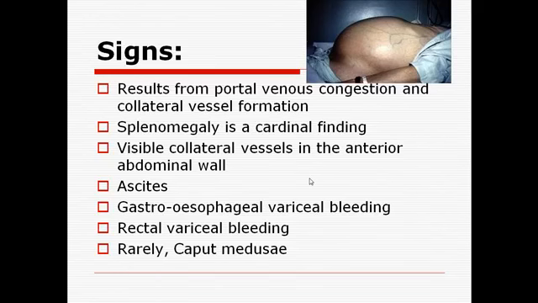The signs of cirrhosis result from portal venous congestion and collateral vessel formation. Splenomegaly is a cardinal finding. Visible collateral vessels in the anterior abdominal wall, ascites, gastroesophageal variceal bleeding, rectal variceal bleeding, rarely caput medusae. All of these things are the signs or complications of portal hypertension.